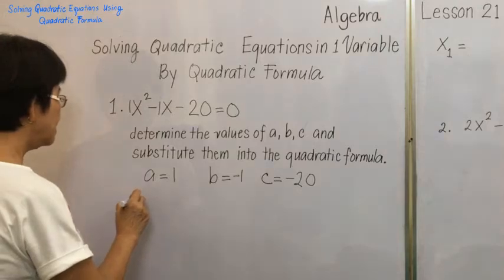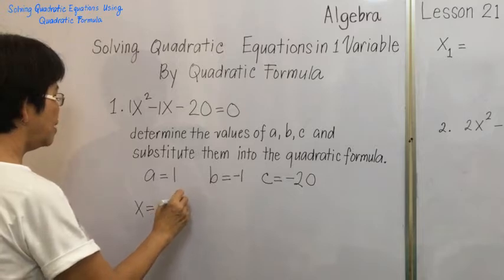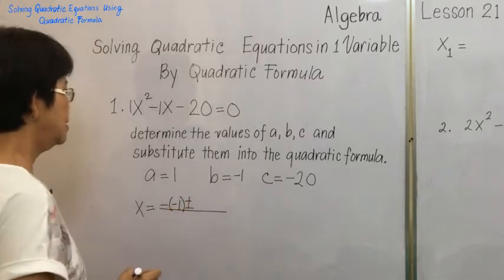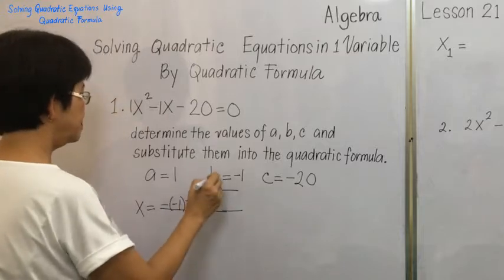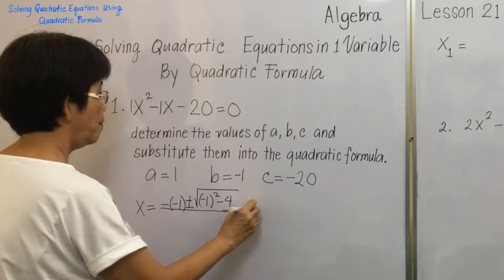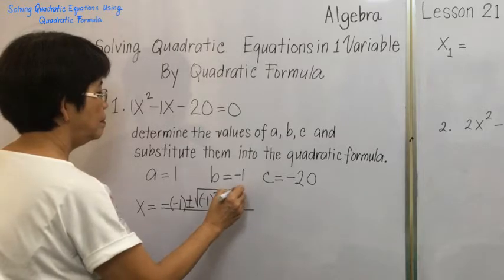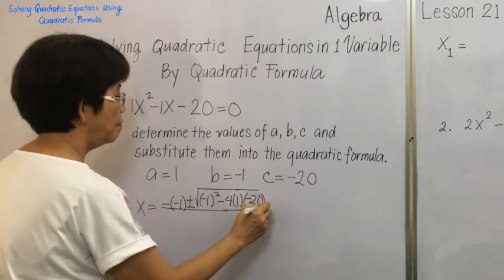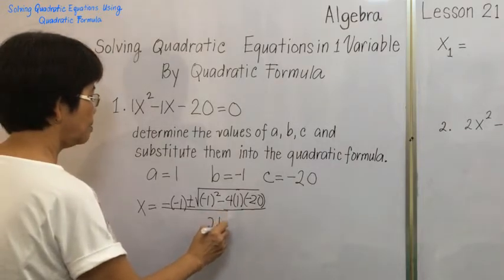So x is equal to negative b. So negative of negative 1 plus or minus the square root of b squared, negative 1 squared, minus 4ac. So a is 1 and c is negative 20. All over 2 times a. So 2 times 1.